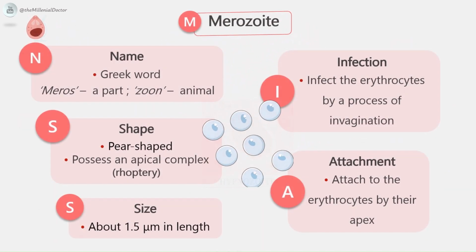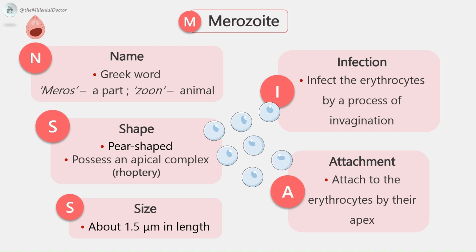Next, Merozoite. The name is derived from the Greek word meros, which means a part, and zoon, which refers to animal. This is the next developmental stage of sporozoite. This takes place within the liver cells. Merozoites are pear-shaped bodies about 1.5 micrometers in length, possessing an apical complex called the rhoptry.